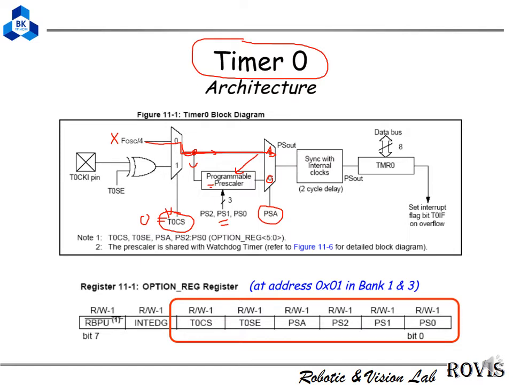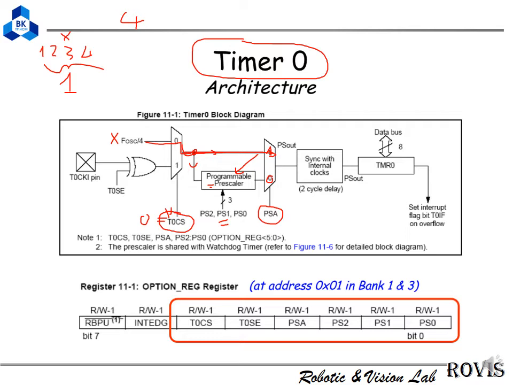What does prescaler mean? Prescaler means we can divide the count by a number. For example, if the timer increases 1, 2, 3, 4, and we set the prescaler to 4, what does it mean? It means that when the timer increases 1, 2, 3, 4, the timer will think that it's just 1. That means it is divided by 4.